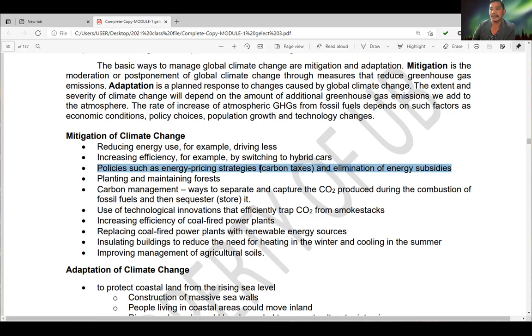Definitely China should be at the forefront of this one. Planting and maintaining forests, tree planting, is one of the classic mitigation moves. Anybody can plant a tree, but it takes a village, the whole country, and global collective measures to maintain the forest. So carbon management, dyan po yan.